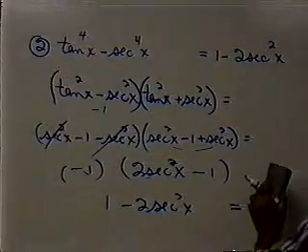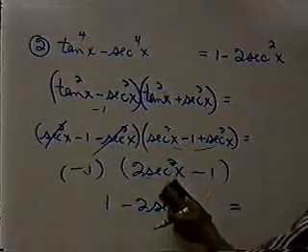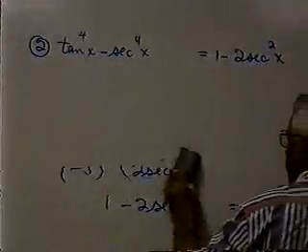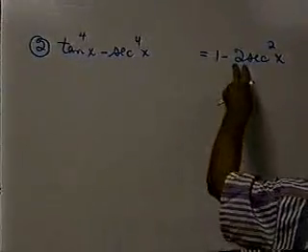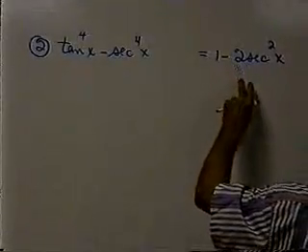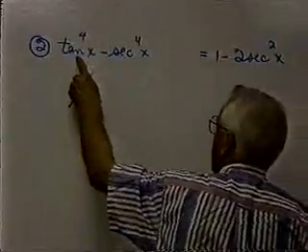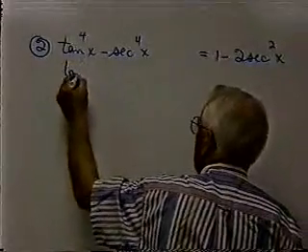Now, again, listen closely to a concept. This is the best way to work this problem. A concept, though, is to do it this way. This side over here has secant. So let's change everything to secant. Well, that means tangent to the 4th power.